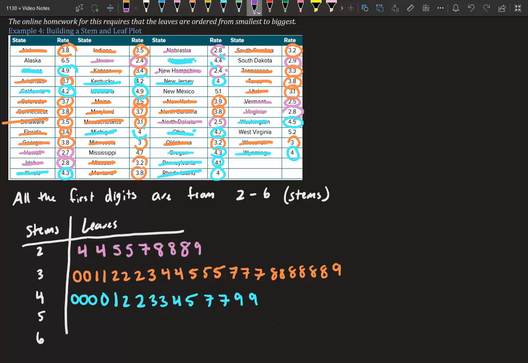Alright, now let's move on to the 5s. For 5s, we have only two that start with the 5, right there and right there. So we have 5.1 and 5.2. And for our 6s, we only have one with the 6, and that was 6.5.